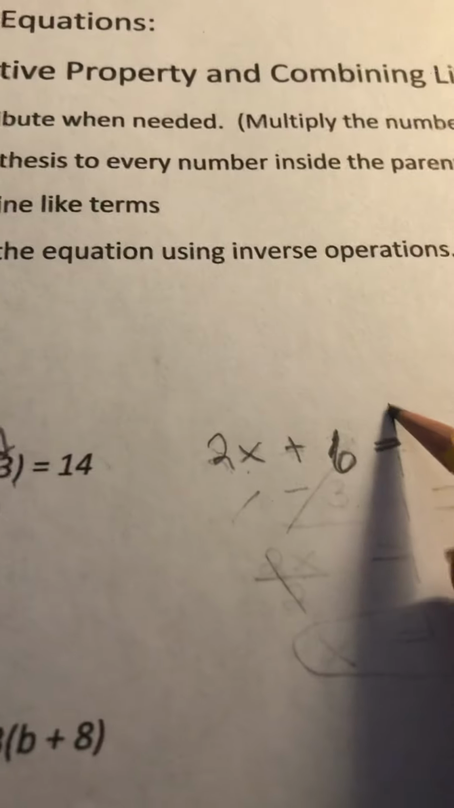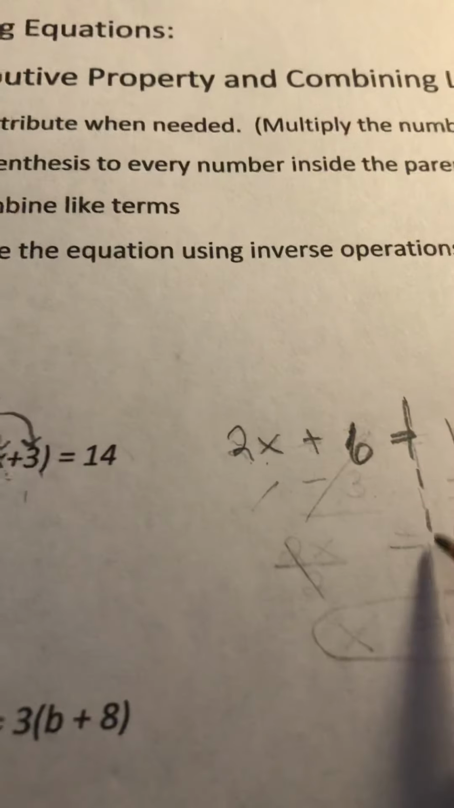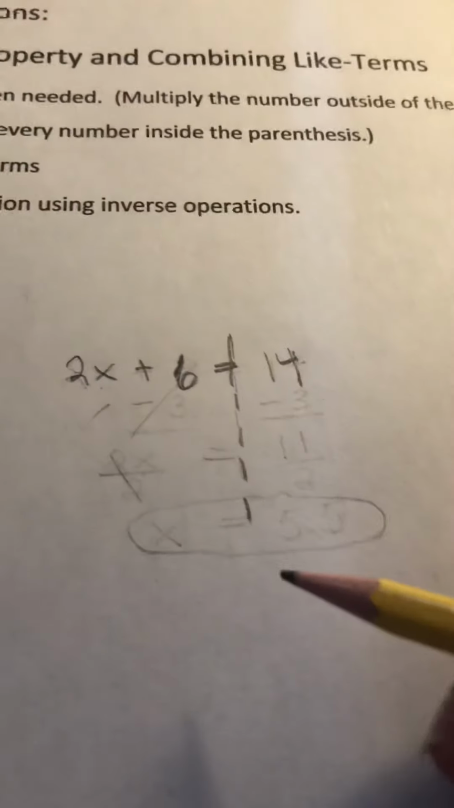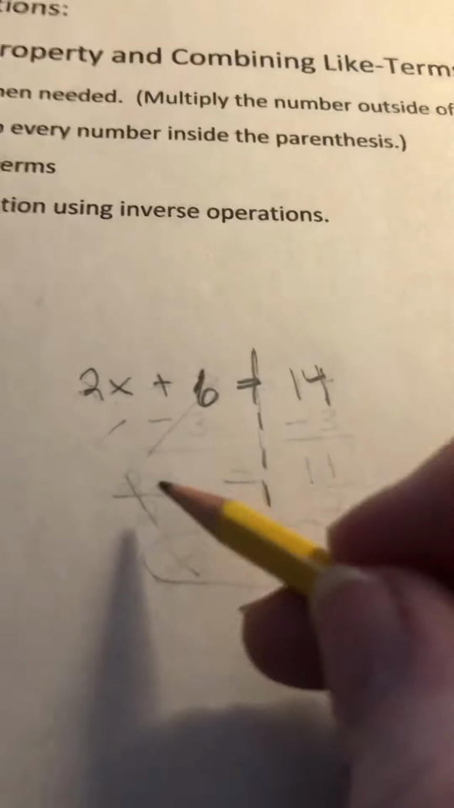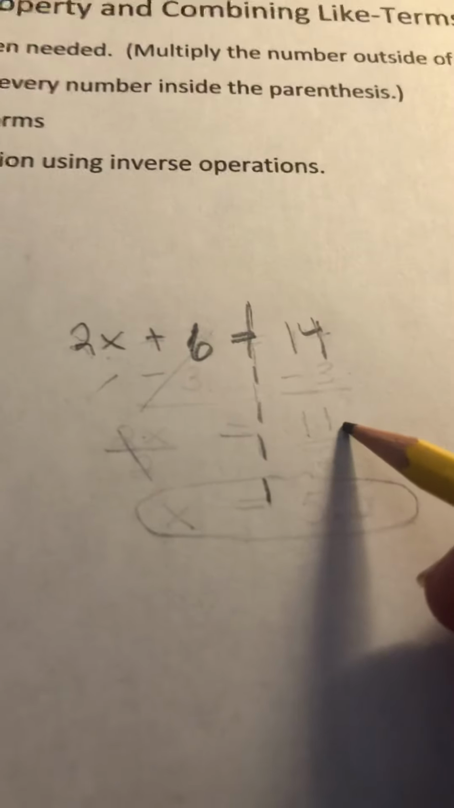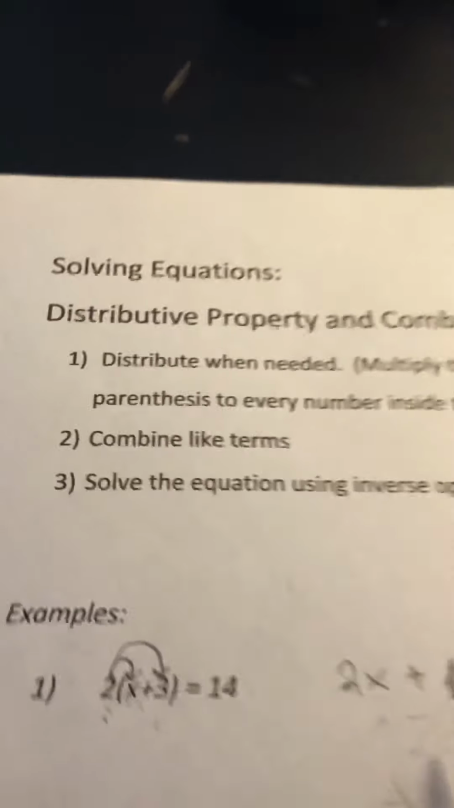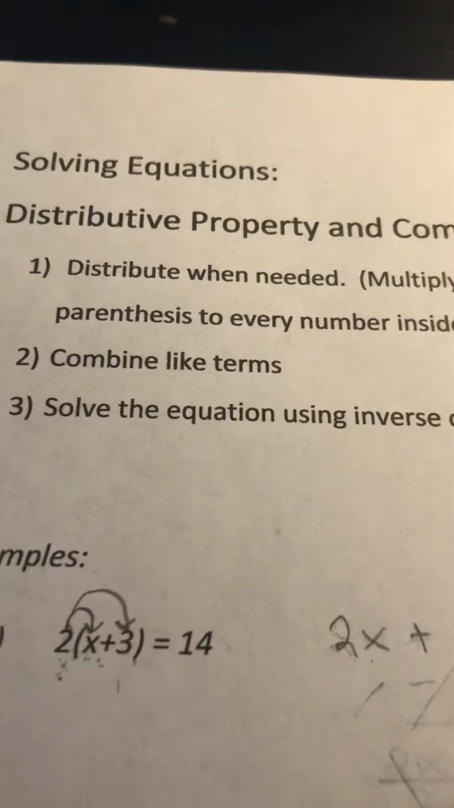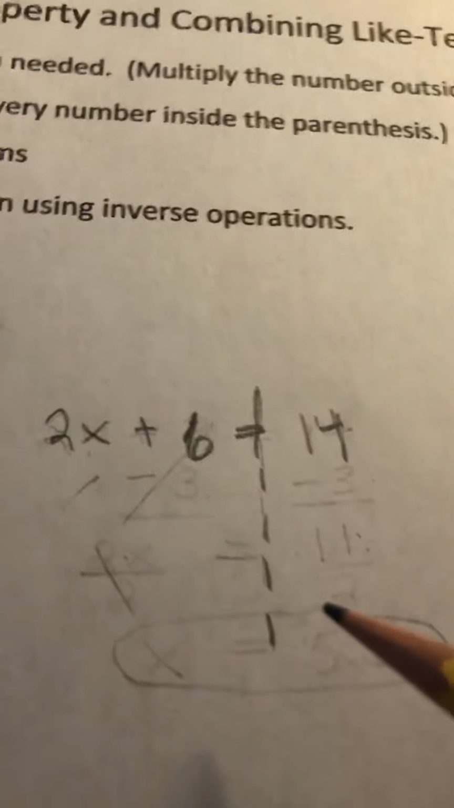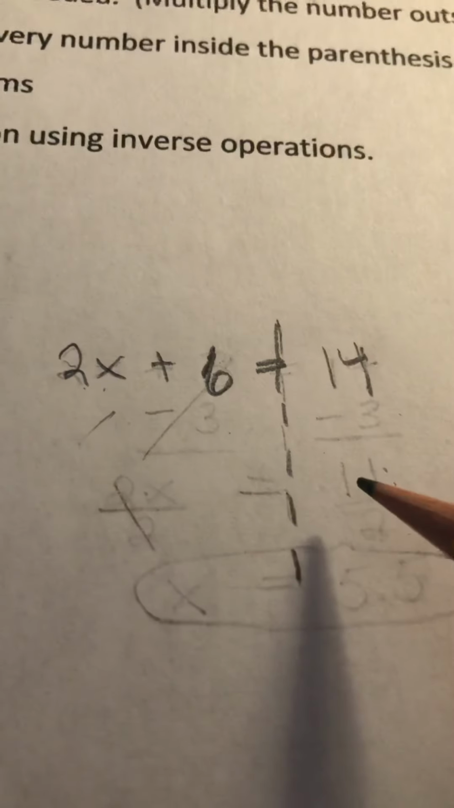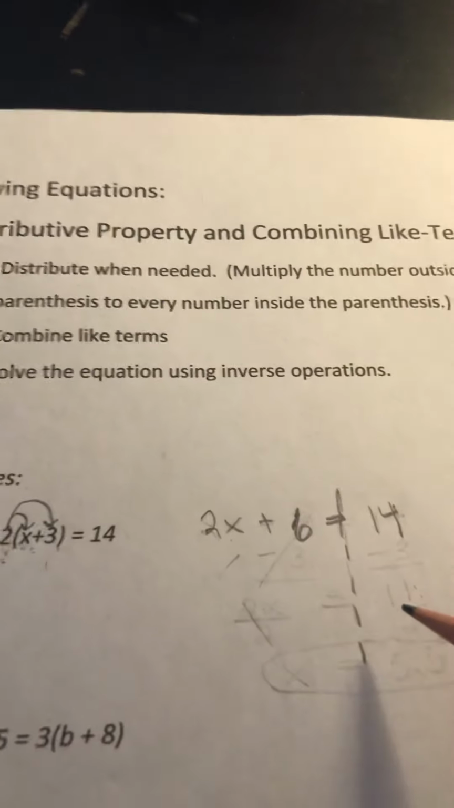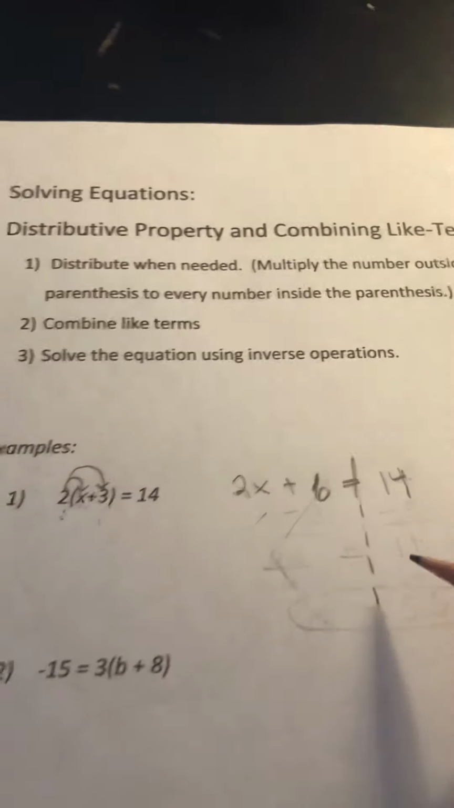If you remember before, I told you I usually go like this and put a dotted line. This is just a reminder that these are the two opposite sides of the equation. Whatever I do on one side of the equation, I have to do on the opposite side of the equation. My step 2 says to combine like terms. In this equation, there's no like terms needed to be combined. So I have to move right to step 3, which is solving this equation using inverse operations.